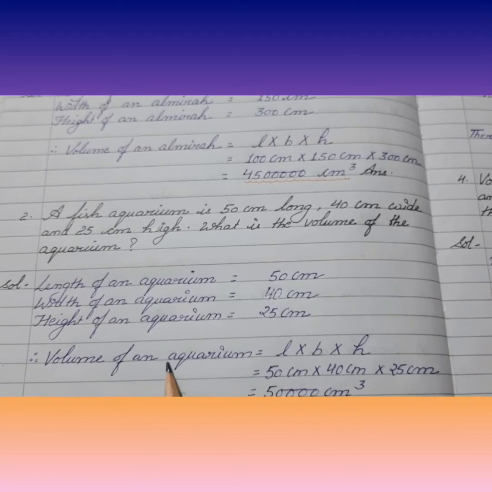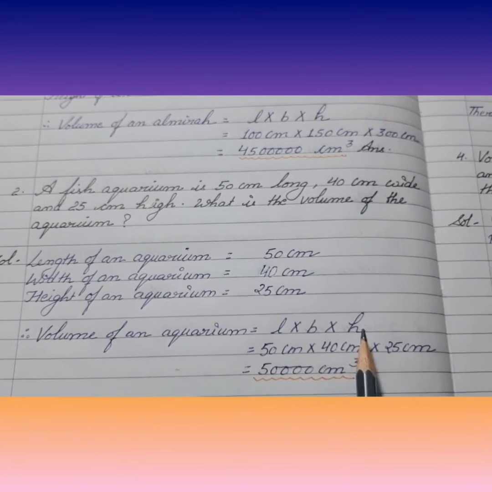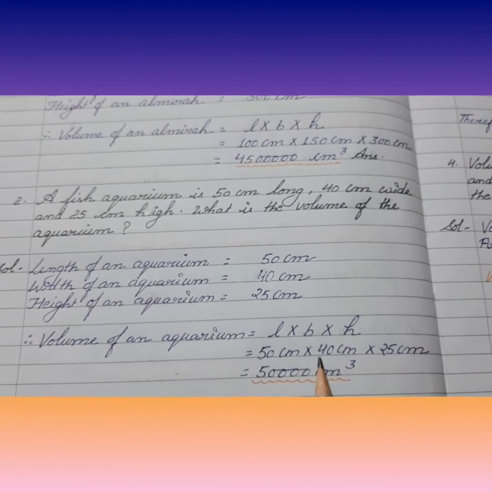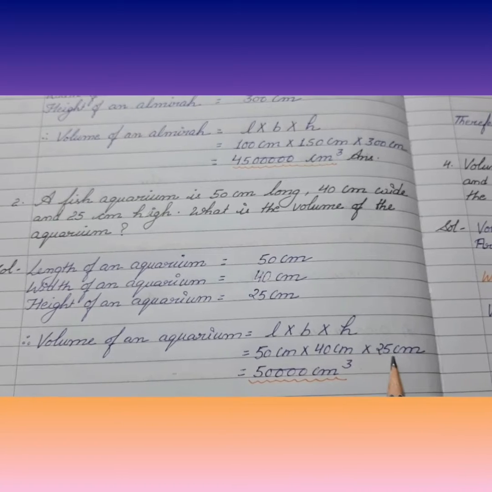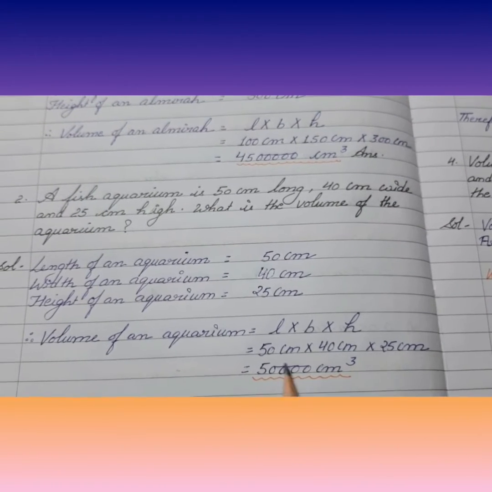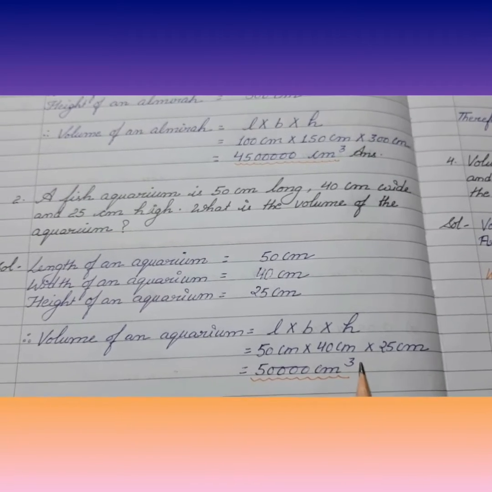Now, volume of an aquarium is equal to length into breadth into height. Now, put the values in the given formula. Length is 50 cm into 40 cm and height is 25 cm. After multiplying all three numbers, we will get 50,000 centimeter cube.